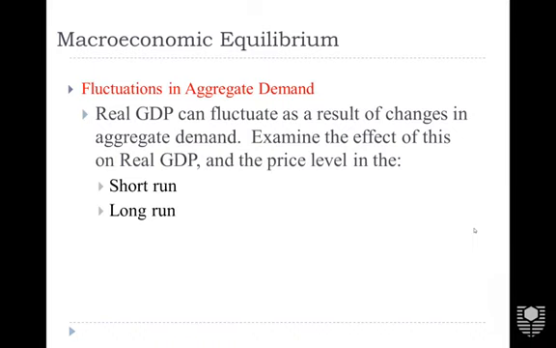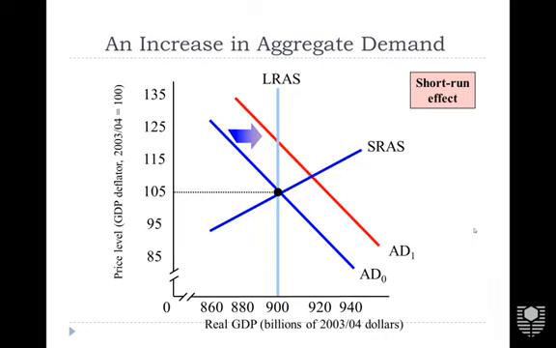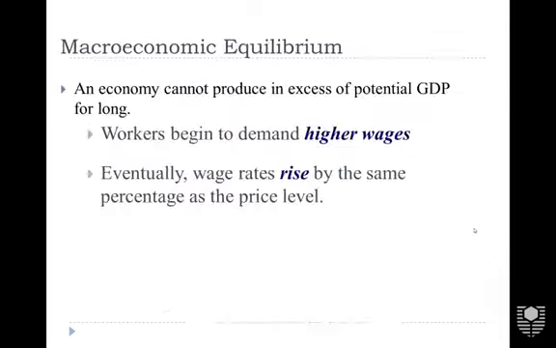Now, the fluctuations in aggregate demand. Real GDP can fluctuate as a result of changes in aggregate demand, and this could be in the short run and the long run. We'll discuss how. For example, there is an increase in aggregate demand. This is the original equilibrium position. The aggregate demand curve shifts towards the right. That means we are producing more but at higher prices, right?